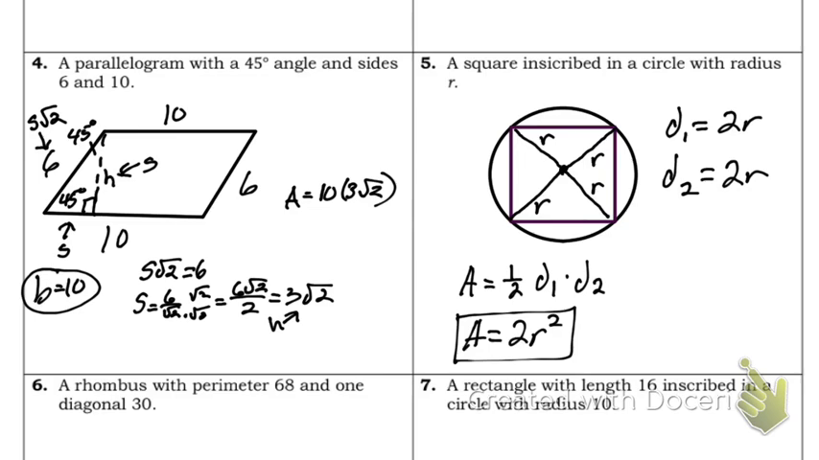Wait, 30? What was that? Yeah, 10 times 3. Did I do something wrong? Oh, I did the area as a triangle. Oh, okay. No, it comes out as 30 square root of 2. I did it right.